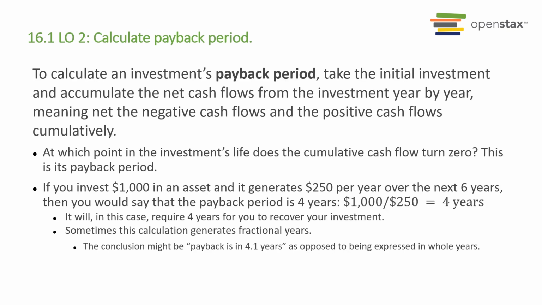In this example, if you invest $1,000 in an asset and it generates $250 per year over the next 6 years, the payback period is 4 years. 1,000 divided by 250 is equal to 4.